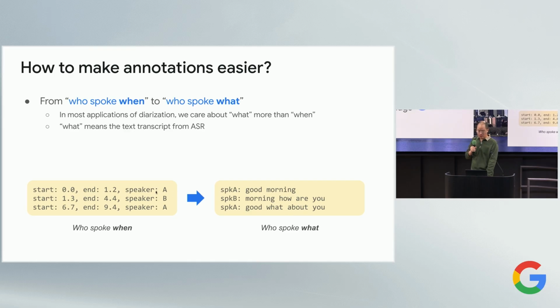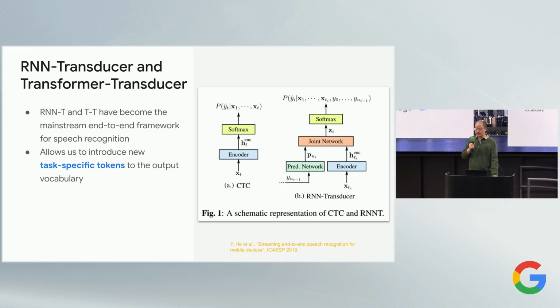From the left to the right, you no longer have to eyeball the waveform shape, the contours, to identify the exact timestamps. You just need to attribute the speaker labels to each recognized word. That is much simpler and faster. So with this kind of who spoke what annotation, we can leverage sequence transducers to model the speaker diarization problem. Example transducers are RNN transducer and transformer transducer.